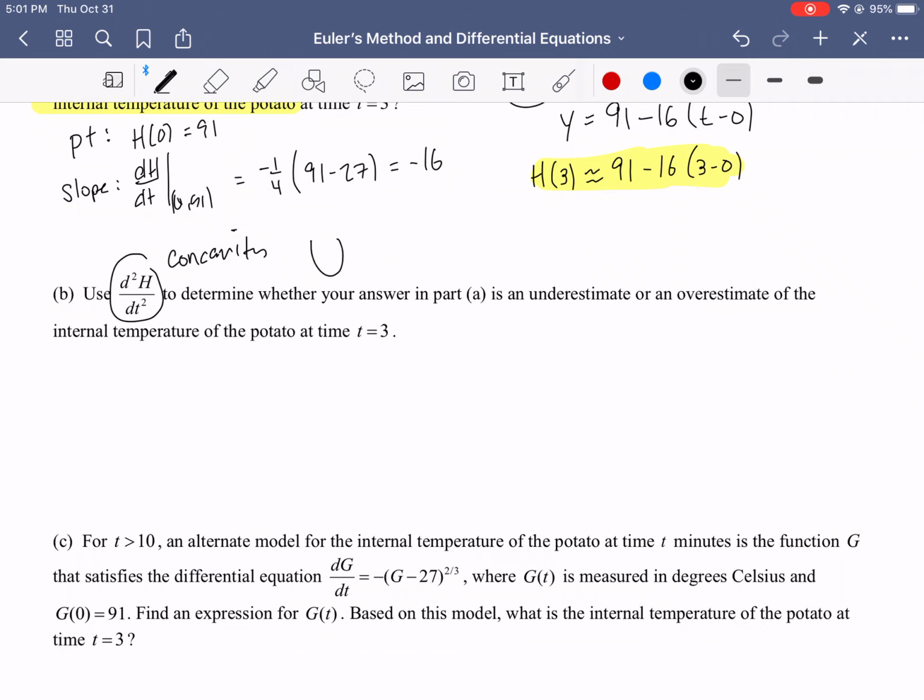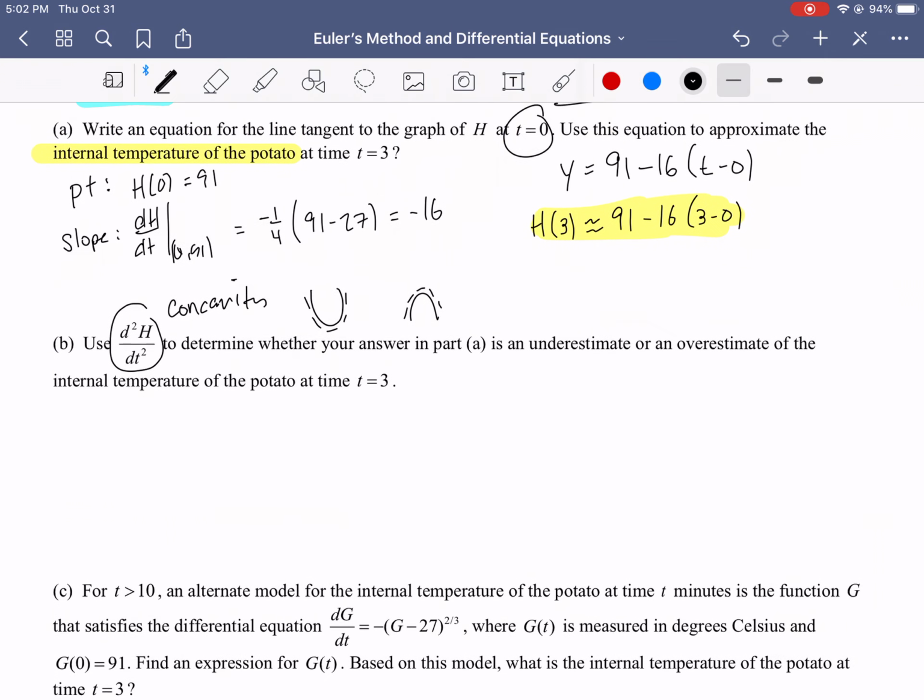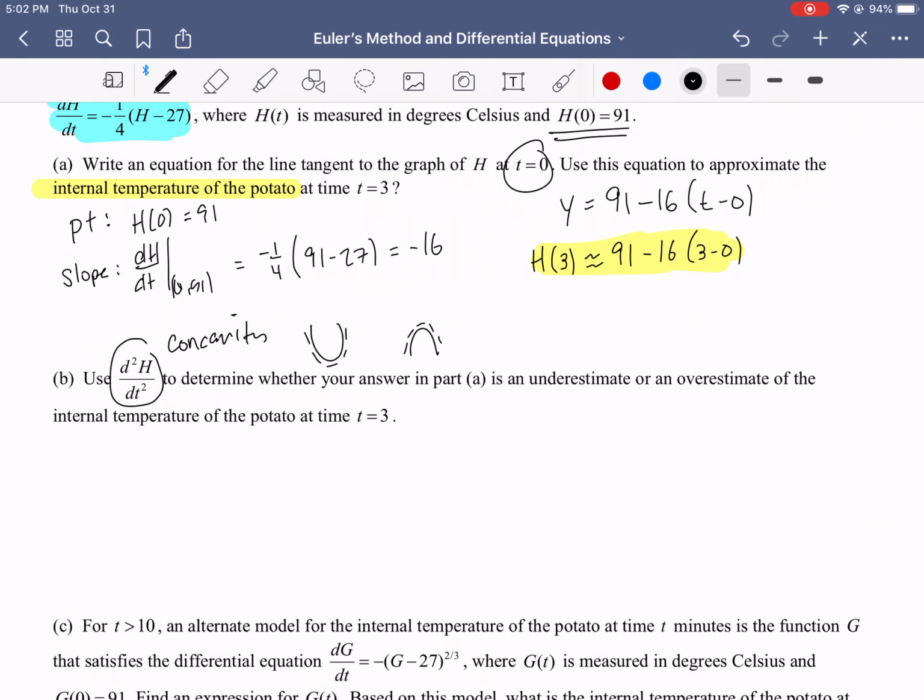I know that if a function is concave up, that means that the tangent lines are below that function. And similarly, if a function is concave down, I know that the tangent lines are above, which means that if it's concave down, the estimates are going to be overestimates. And if it's concave up, like it is in this picture, then the estimates are going to be underestimates. And so we're going to use the second derivative to help determine the concavity of h so that we can figure out if the tangent line is going to be an over or an under approximation.